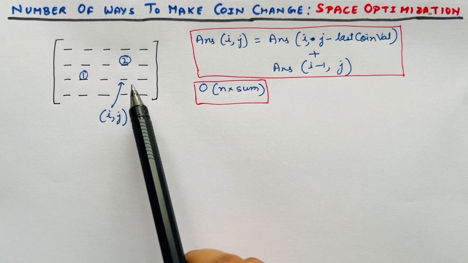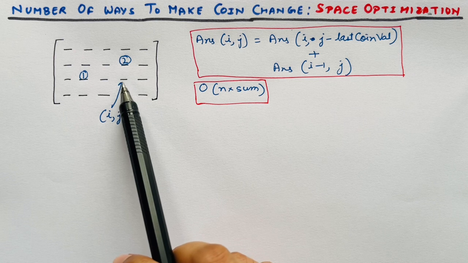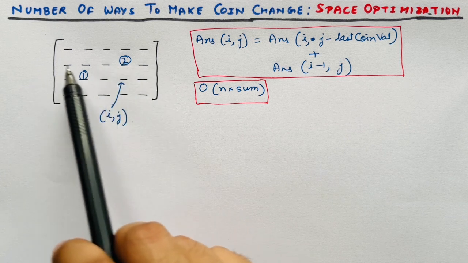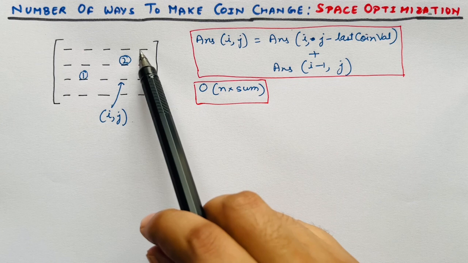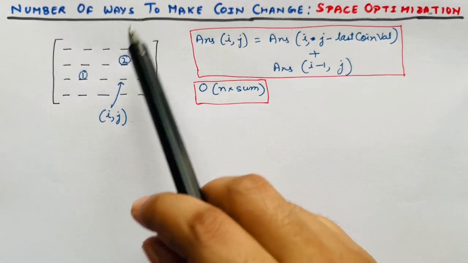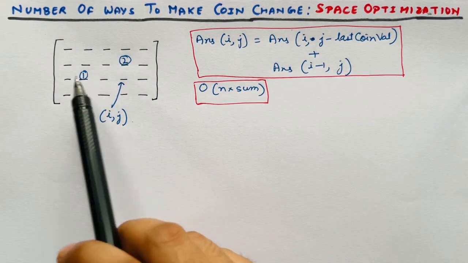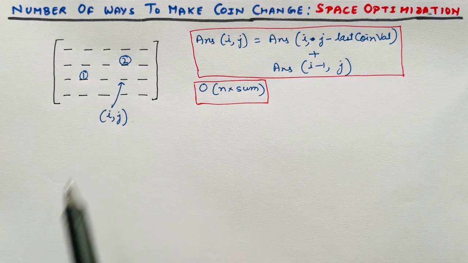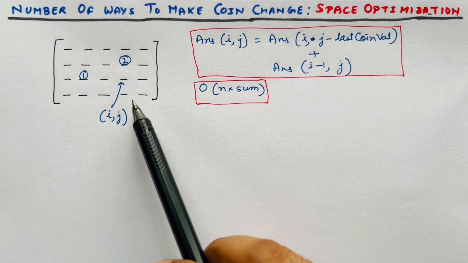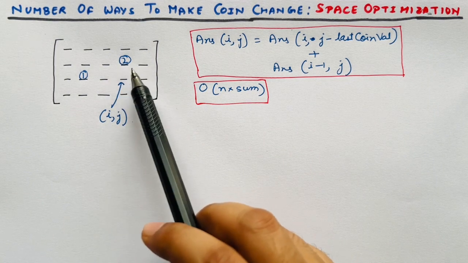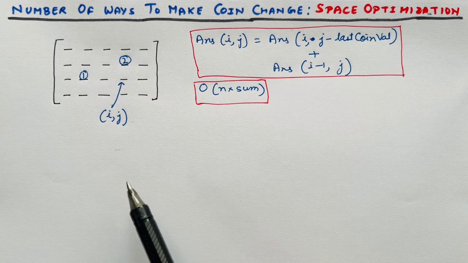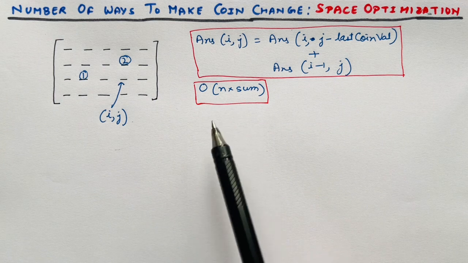That means at any point in time, whenever we are filling the value at any particular position, we at max need two rows only. One is the current row and one is the previous row. Even if we had filled 1,000 rows prior to this, we won't need them. If we have the previous row, we can fill the current row one by one, column by column. So if we could solve this problem using only two rows instead of the whole matrix, our space complexity will greatly come down. It will come down to big O of sum only.